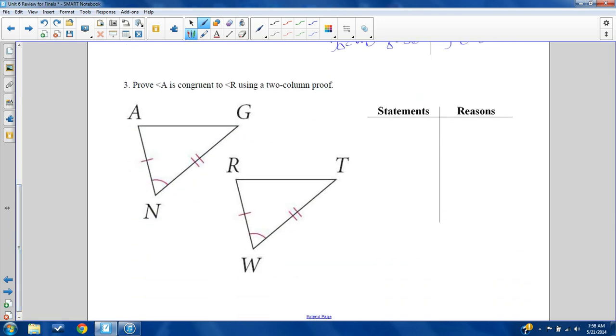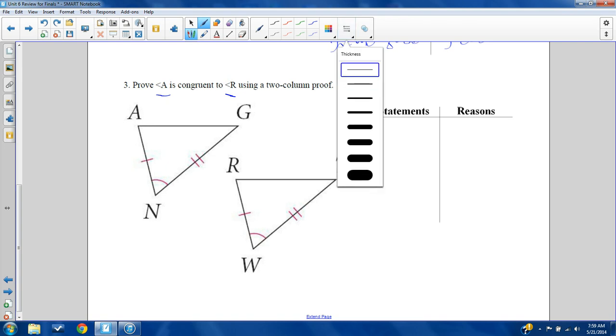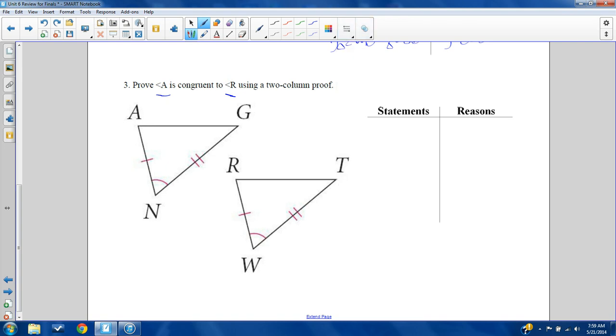Okay, number 3, prove angle A is congruent to angle R using a 2-column proof. Now, this one's a little different because of what the proof says. And I've made the statement before, but when it doesn't say prove triangles are congruent, and it says prove something else, prove angles are congruent, prove segments are congruent, prove the triangles isosceles, something like that, I'm telling you right now, because I've done 2-column proofs for a long time. I'm pretty old now, or whatever.